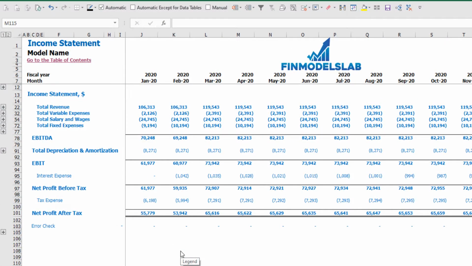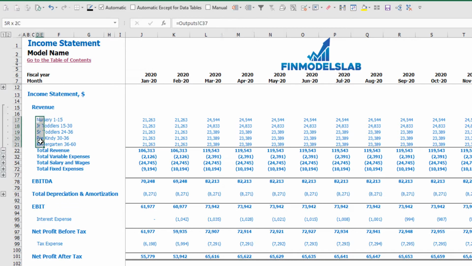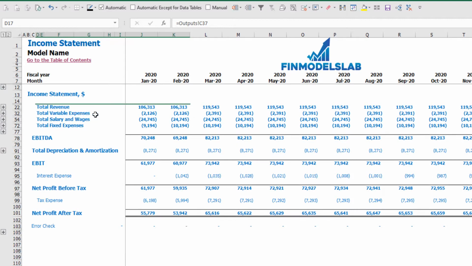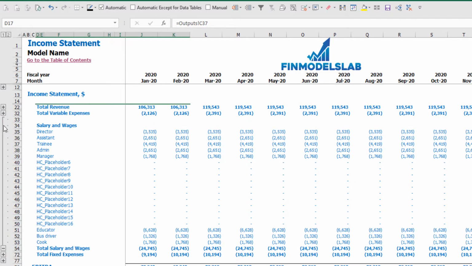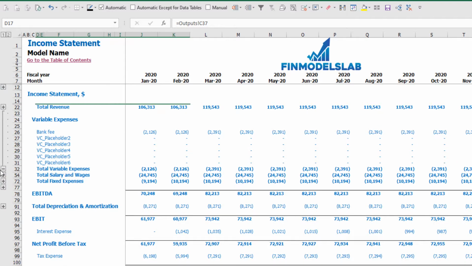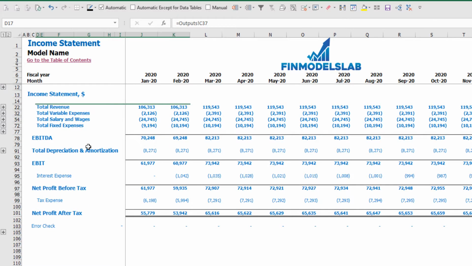On the income statement tab, you may see the main profit and loss line items related to your business. You can see total revenue broken down by main 5 groups or categories of revenue. You can see total variable expenses, total salaries and wages, total fixed expenses. Each one also has the breakdown by categories, which you may open and review. You may see the EBITDA, depreciation and amortization, EBIT, interest expense, net profit before tax, tax expense, and as a result, net profit after tax.